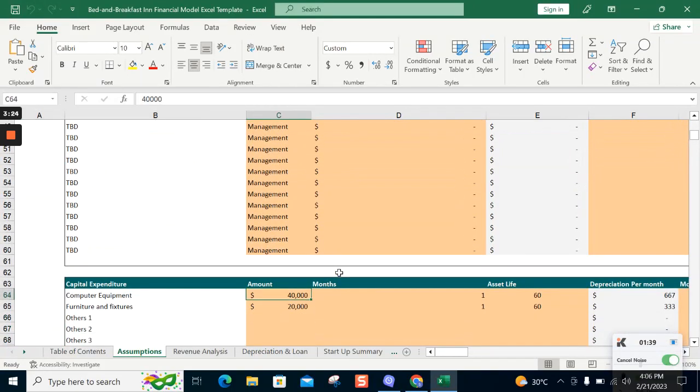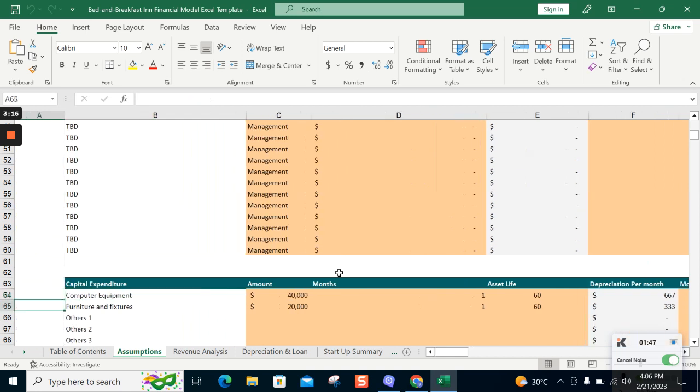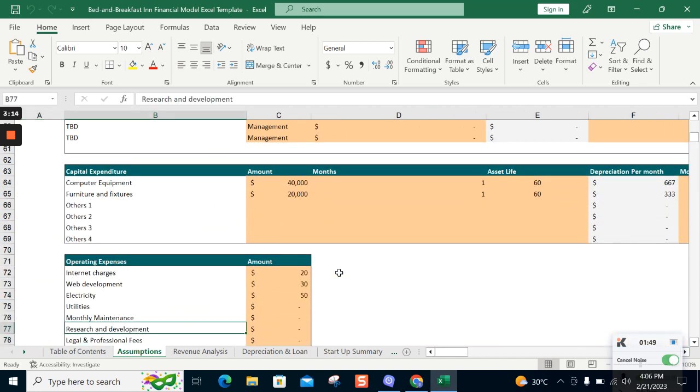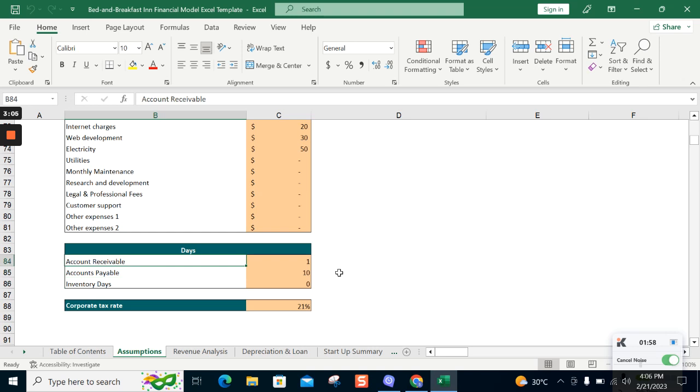The capital expenditure, the amount of the capital expenditure, the month of purchase, the asset life, depreciation is calculated, the month of sale and the sales proceed. Then you have to enter the operating expenses amount here and the name of the expense here. And at last, we have the days, the account receivable, payables and inventory days, and the corporate tax rate.